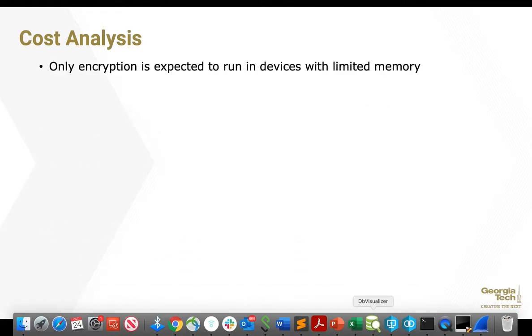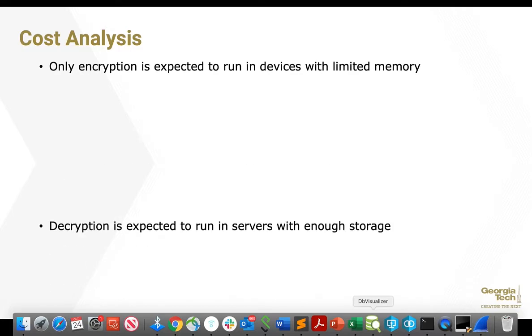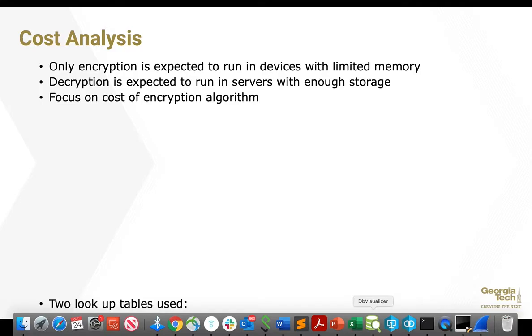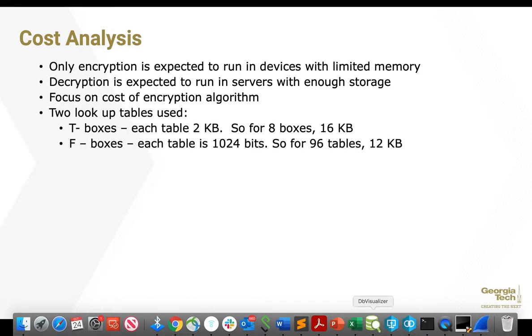Now we will look at the cost. In the cost analysis section, we are going to assume that the encryption is expected to run on devices with limited memory, but only encryption, not decryption, because decryption is expected to run on servers with enough storage. So the cost analysis in this paper tries to evaluate the cost of encryption, not decryption. Decryption is also accounted for, but mainly the focus is on encryption. Then there are two lookup tables used: T-boxes and F-boxes.